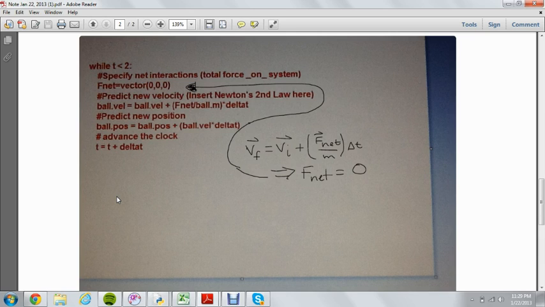I set Fnet equal to 0 in the model and then used that to predict the motion based on the given initial condition and system mass. Notice that the system mass doesn't come into play because if the Fnet is 0, then the mass does not matter.